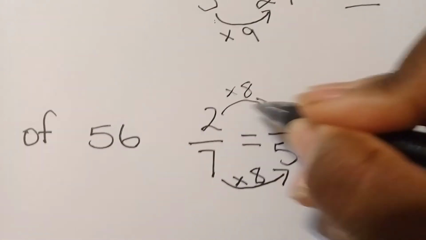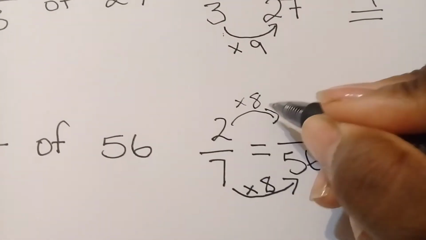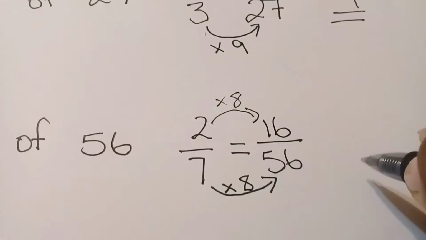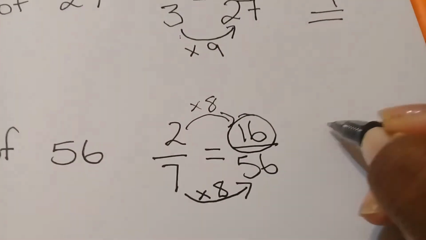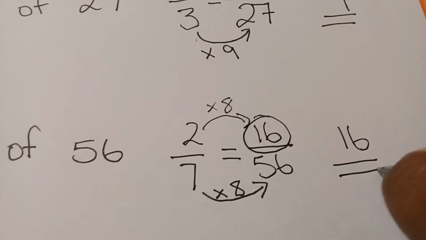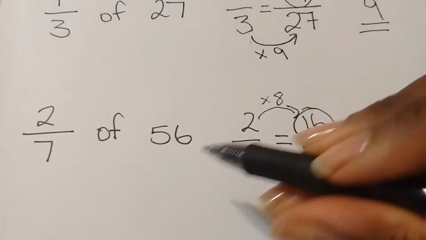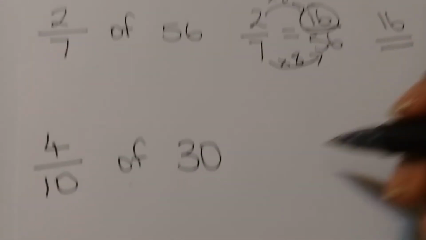Once you get the swing of this, you won't need to do the arrows all the time. 2 times 8, 16. My answer, 16. Not 16 over 56, just 16. 16 pieces is 2/7 of 56.